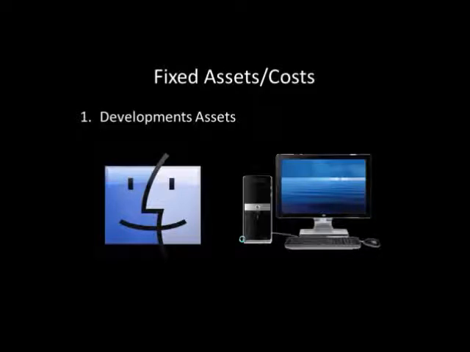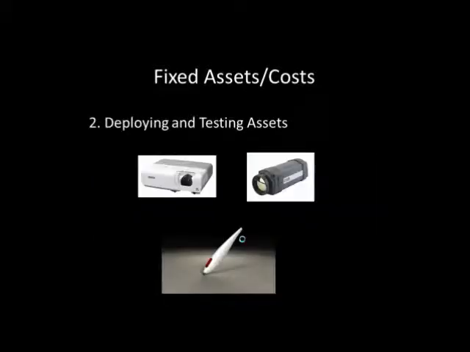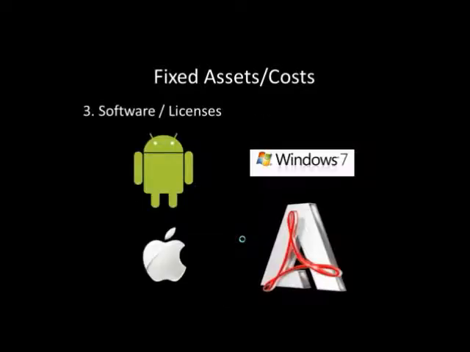So what will be the 10 steps that we will use for moving on? First of all, we need our fixed assets, we need the development assets, we need development environments on which we can actually move the project forward. We need the testing environments so that we can test regularly the desired output that we're trying to get. We need software licenses and proprietary tools that we'll be needing to achieve our goals.